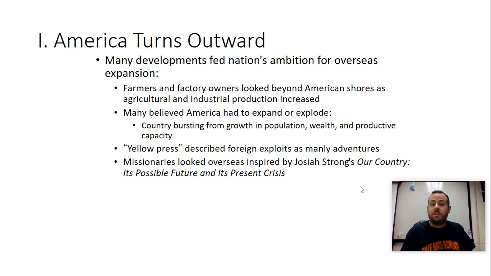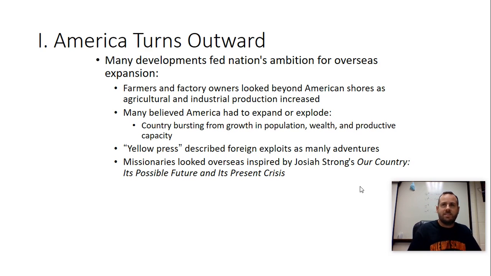A third bullet point there, the yellow press. This is the media. If you remember, in the Progressive Era, we talked about the muckrakers and how they spurred reform and change internally. Those same newspapers, those same media outlets really hyped up an adventurous spirit or encouraged foreign wars or exploits to push us abroad. So the media is going to sensationalize and push expansionism and imperialism. There's a missionary aspect to this.